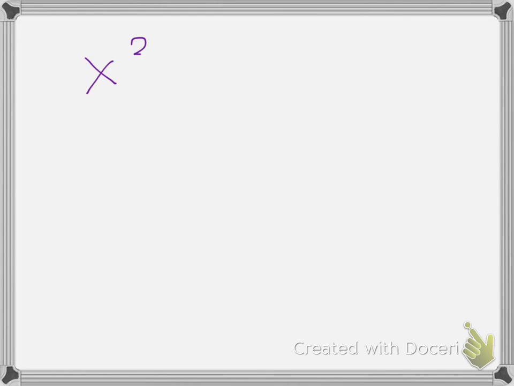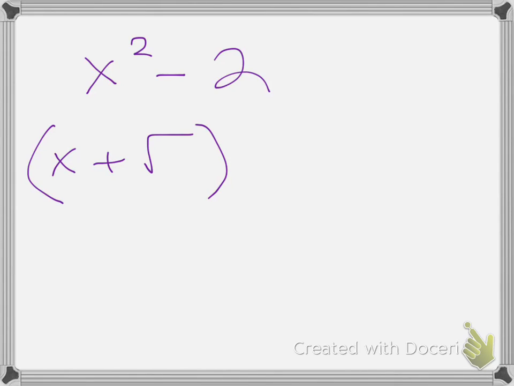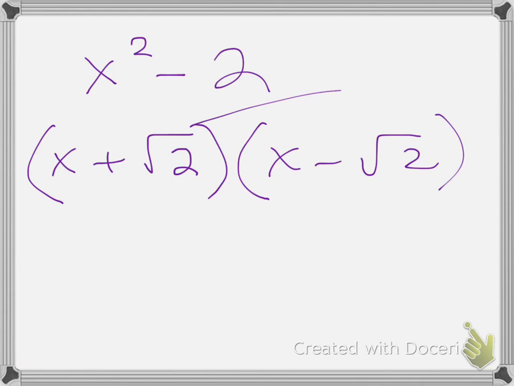So we can take something like x squared minus 2, and we can factor that as a difference of squares, right? What would the factorization of x squared minus 2 be? X plus, not 2, square root of 2 times x minus the square root of 2. Okay? Square root of 2 times the square root of 2 is 2.